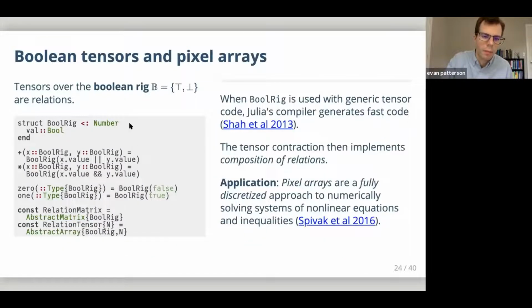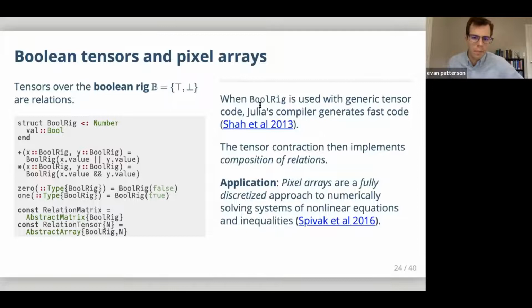But I want to first point out the way in which tensors become connected to relations, because this will segue nicely to our next topic. Okay, so if you take tensors over the Boolean rig, the rig with 2 values, true and false, and you define addition to be or and product to be and, as shown in this Julia code here, then a matrix over the Boolean rig is a binary relation, and a tensor over it would be a relation of arbitrary arity.